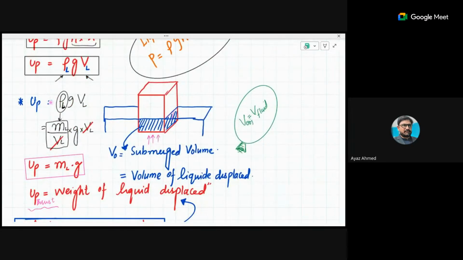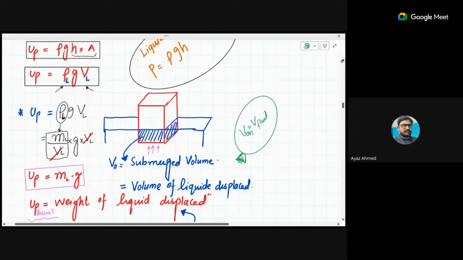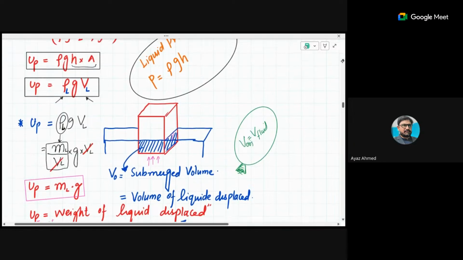It means the upthrust has a formula of rho g V, where rho is the density of the liquid, g is the acceleration due to gravity, and V is the volume of the liquid, or simply say the volume of the submerged part of the object. This is very important. This is not the entire volume of the object. It is only the volume of the submerged part of your object. Is it clear to you?